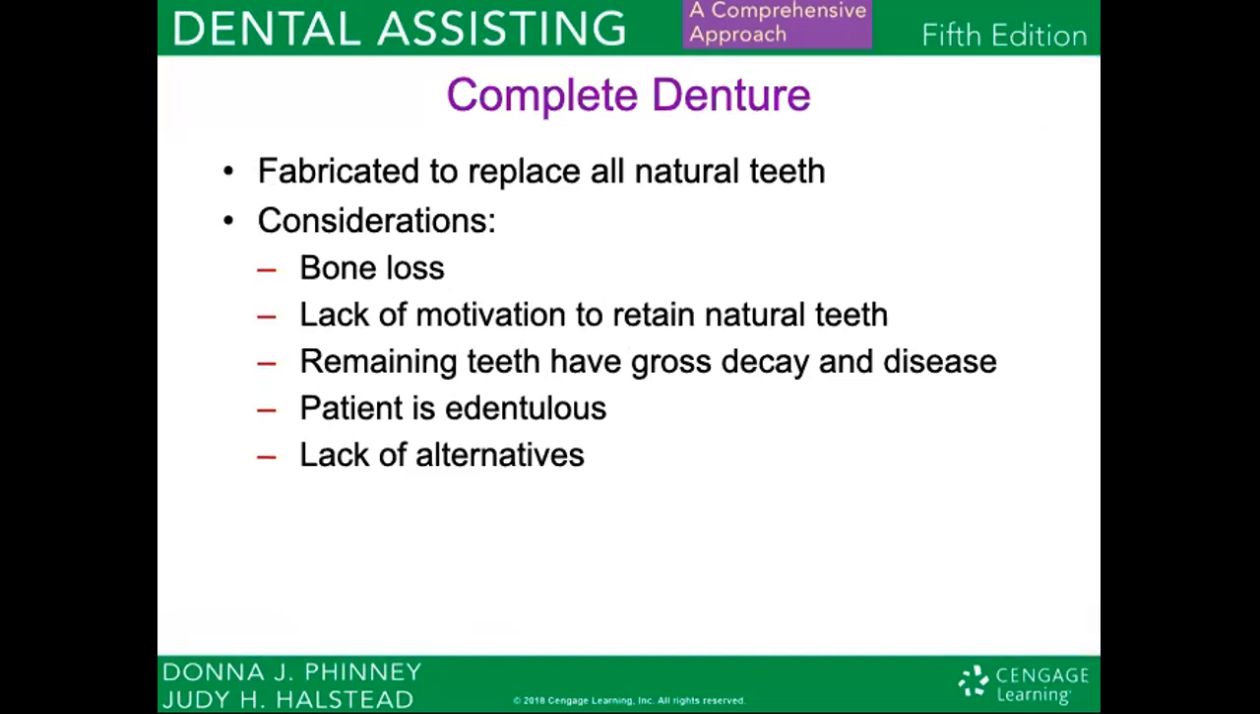So a complete denture is also known as a full denture. When all natural teeth are lost, there is no reason to keep remaining teeth, a denture is fabricated to replace and restore the entire set. If there is extensive bone loss, there may be a lack of support for remaining teeth in the arch. And if a patient has no desire to maintain any remaining teeth, it may be time for dentures, especially if he or she has decay and disease extensively. The patient may not be able to afford implants or any other treatment options.